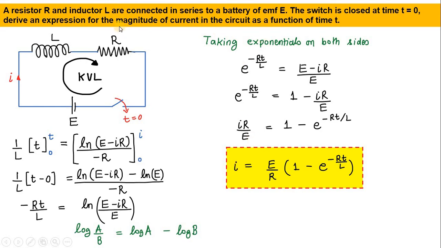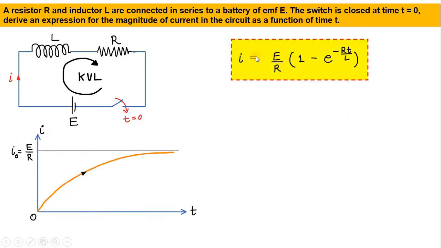We have obtained the magnitude of current in the circuit as a function of time t. So the current varies with time t in this manner. If we plot the graph of this function, then we would be able to see how the current is changing with time. We'll plot it in the next page. So here is the graph. This mathematical function, 1 minus e power minus RT by L, is plotted like this. The physical interpretation here is that the current is slowly growing from 0 up to the maximum value, which is E by R, because of the presence of the inductor.